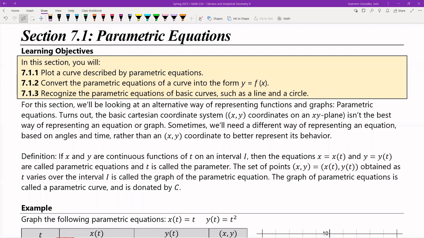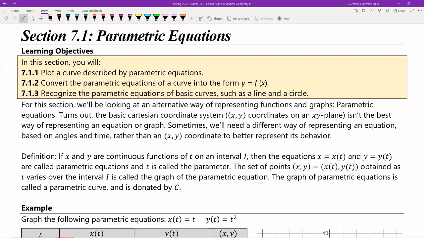Hello, everyone. This is the lecture for section 7.1, parametric equations. So in this section, we're making a big jump in the textbook. We're going from chapter 4 to chapter 7. We're going to learn a new representation of how to graph certain things mathematically, okay? The very first one that we're going to be doing today is the parametric equations, okay?